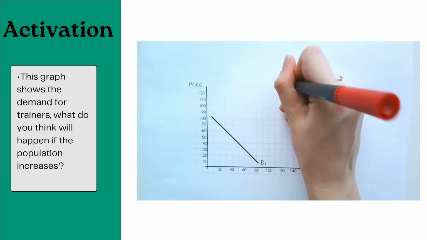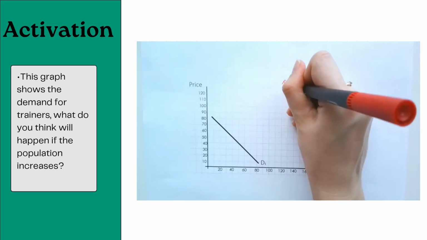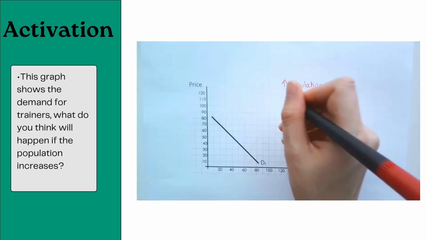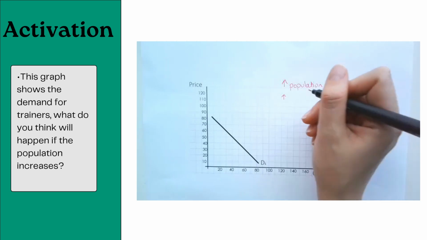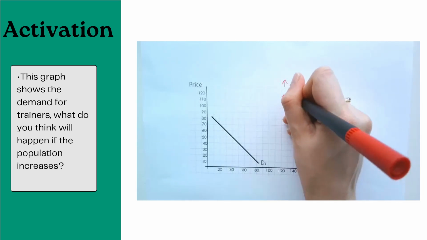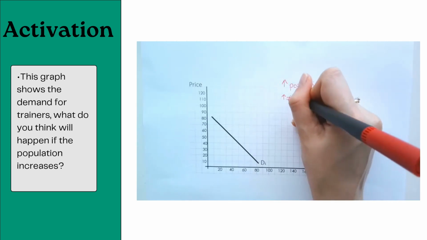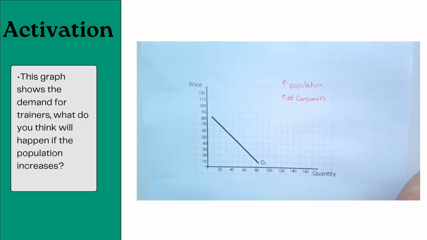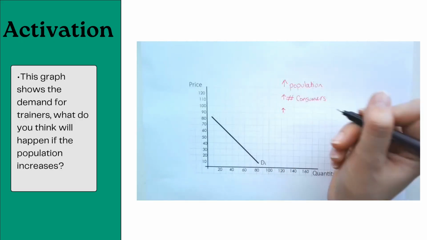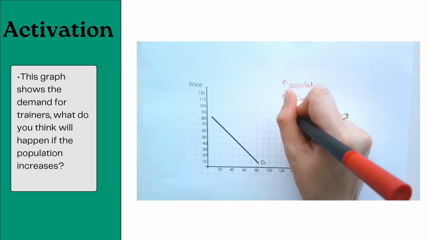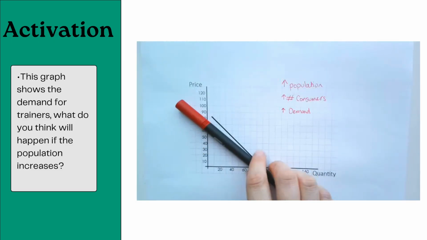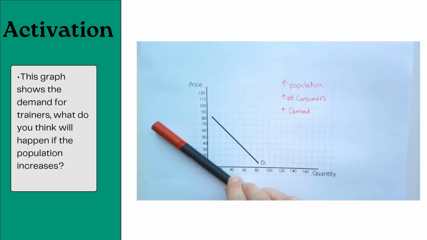So if there were an increase in population, we can imagine there's going to be more people. And if there are more people in a country, there's going to be a higher number of consumers. If we've got more consumers, we'd expect the demand for my trainers to increase. Now, how are we going to move this demand curve to represent an increase?